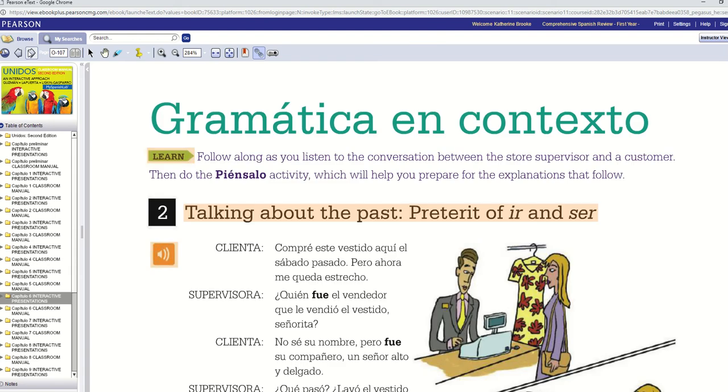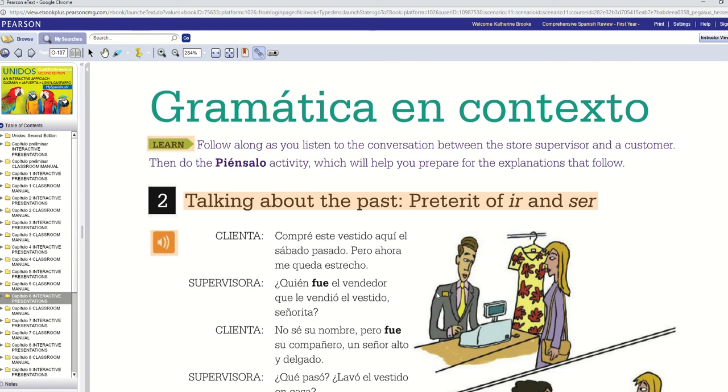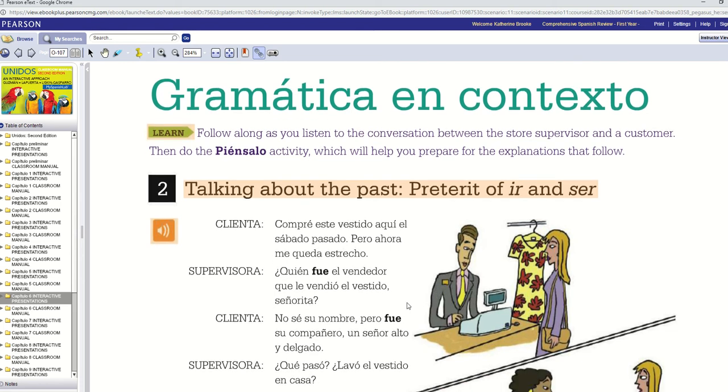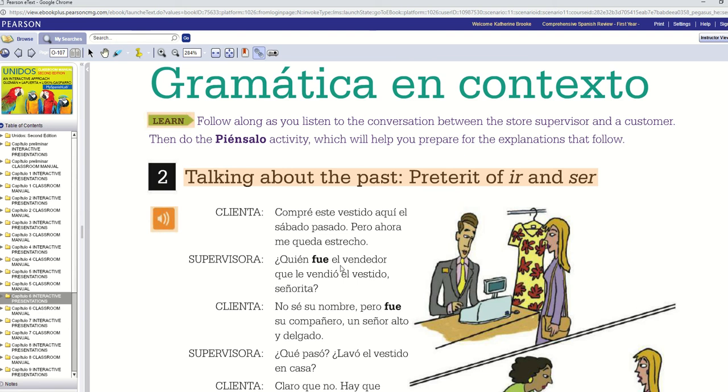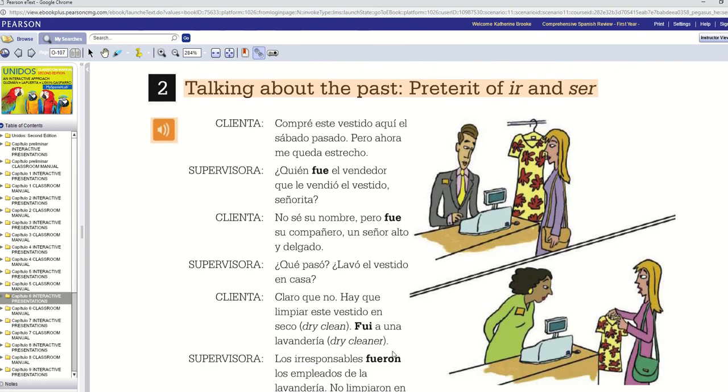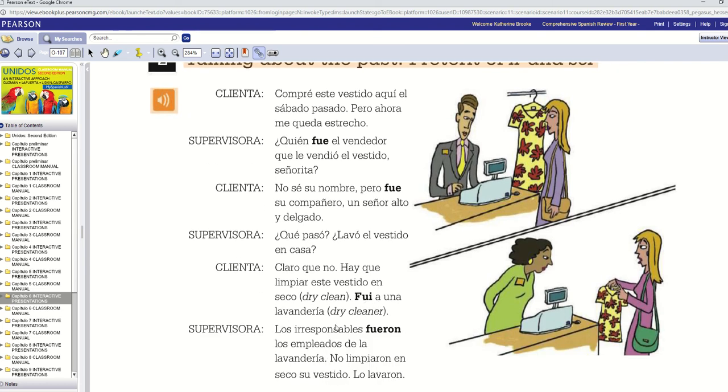Let me see if we have one more thing to note about the pretérito. Ir and ser conjugate exactly the same in the preterite. Fui, fuiste, fue, fuimos, fuisteis, and fueron. And the context is the only thing that tells you if it was ir or ser. Okay? So if you look down here and it says fui a una lavandería, you know that's the verb ir because it means I went to a dry cleaner, lavandería, not I was a dry cleaner. Okay?